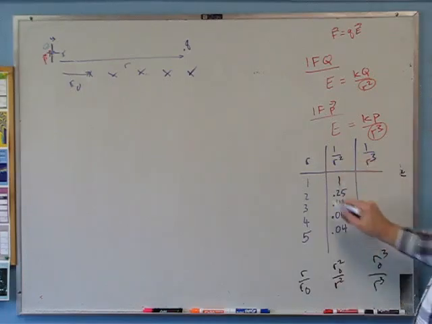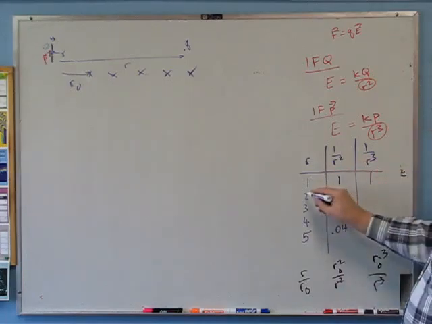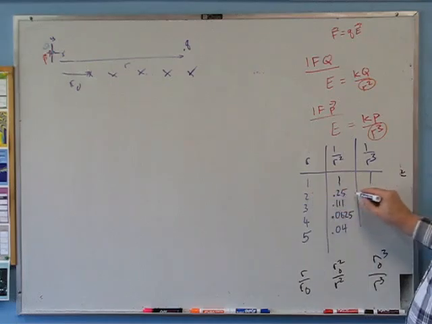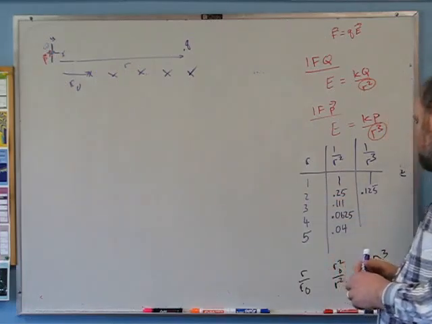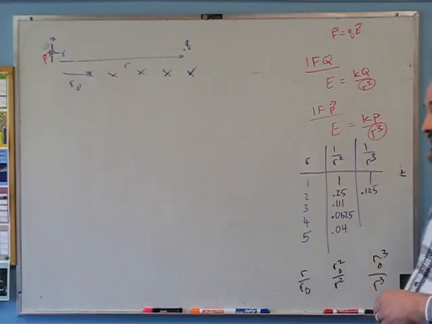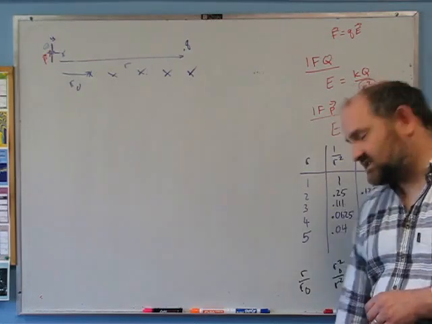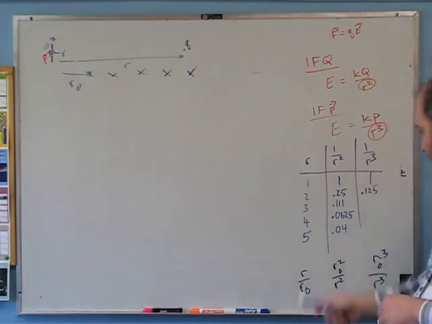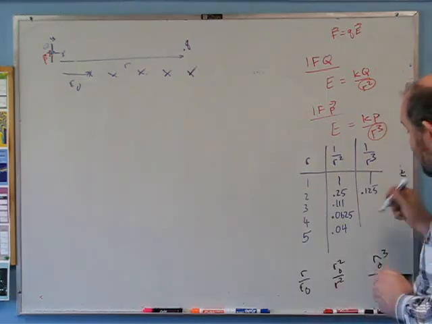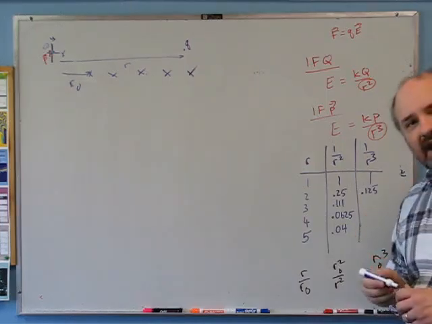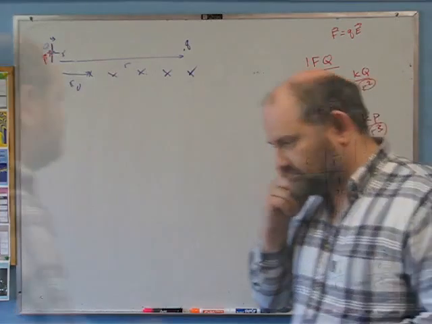So that's what you get. Just calculate these out. 1 over r cubed. Hey, it's also 1. 2 cubed is 8, so this is 0.125. You can see already it's dropping off faster. 3 cubed is 27. I can't do 1/27th in my head. 4 cubed is 2 to the 6, 64. I can't do 1/64th in my head. And 5 cubed is 125. I can't do 1 over 125 in my head. So what I'm going to do is do those on my calculator and come back and write them up.